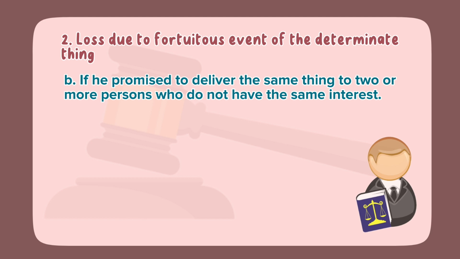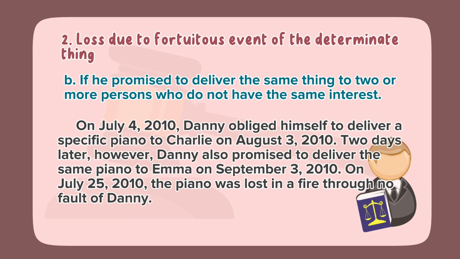Here is another example for letter B. If he promised to deliver the same thing to two or more persons who do not have the same interest. On July 4, 2010, Danny obliged himself to deliver a specific piano to Charlie on August 3, 2010. Two days later, however, Danny also promised to deliver the same piano to Emma on September 3, 2010. On July 25, 2010, the piano was lost in a fire through no fault of Danny. In this case, Danny shall be liable for damages to both Charlie and Emma, even though the loss of the piano was not his fault, because the piano is still in his possession.